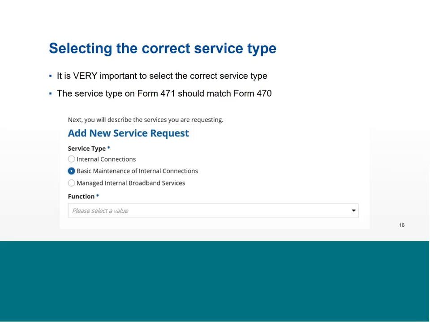The other issue that I've seen is people will select one thing on their 470 and another thing on their 471, so there's a mismatch. Sometimes this is just a clerical error, or for whatever reason, you didn't understand the difference, or you didn't remember what you put on your 470. But this can cause issues in invoicing. So it's really important that not only do you select the correct service type on both your 470 and 471, but that your 470 and your 471 match.